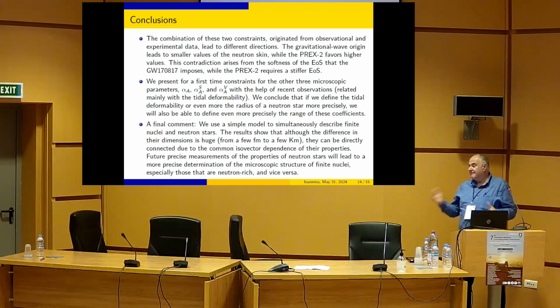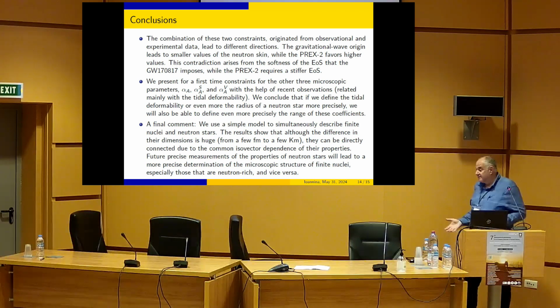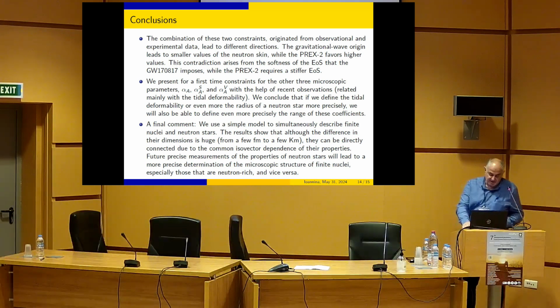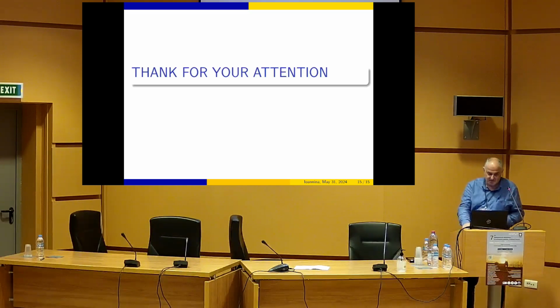Of course, the other way is to use a very large number of equations of state to calculate, firstly, the bulk properties of neutron stars, and secondly, the properties of finite nuclei, and try to correlate them using some kind of machine learning or this kind of data analysis. But in this model, what we did is just use a simple model describing at the same time both finite nuclei and neutron stars to see some kind of correlations. Okay, thanks for your attention.